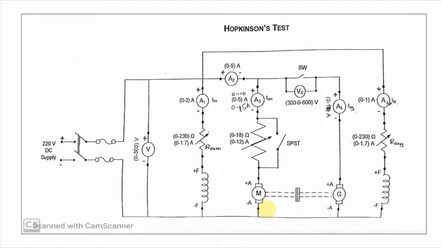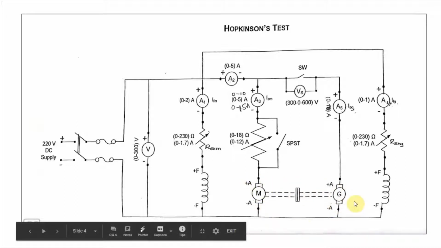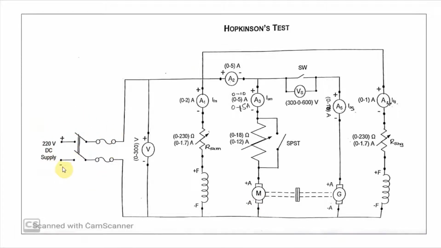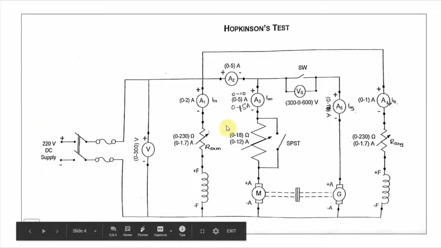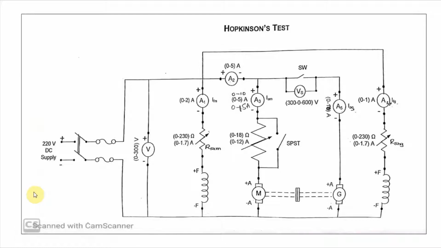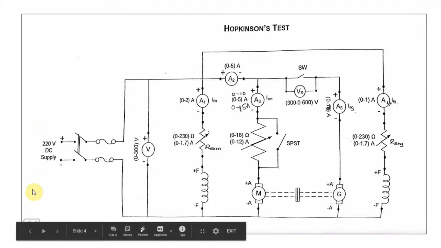When both the machines are operating at full load, the supply input is equal to the total losses of the machine. That is, when both are operating at the full load, the mechanical power output will be utilized by the DC generator and the electrical output will be utilized by the DC motor. So in this case, whatever the power we take from the supply will only be the constant losses. Whatever the constant losses that will occur in these two machines, that constant losses will be supplied by this DC supply. That is the reason why the power input to this experiment is very small.